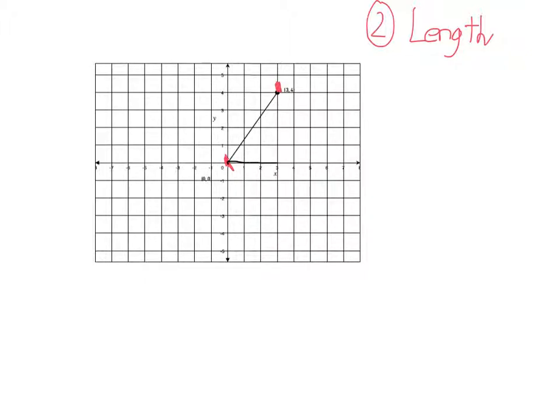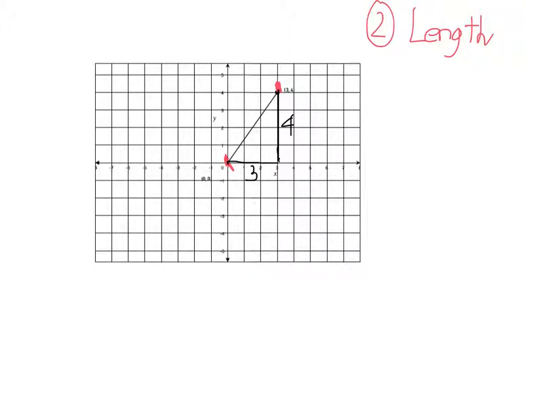We've gone across 3 units, and then we've gone up the y-axis. We've gone up 4 units. So if you like, this distance is 3 and this distance is 4. Okay? So that's often what mathematicians do. If we want to find an unknown length, we draw a triangle, okay?